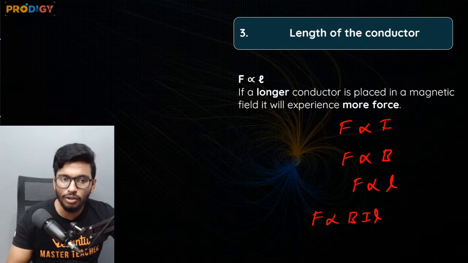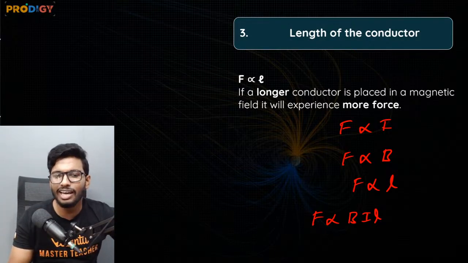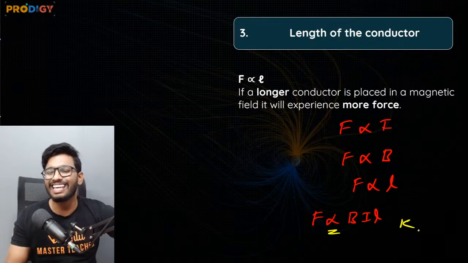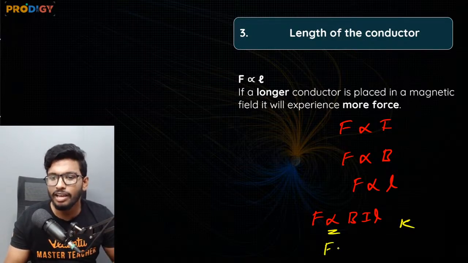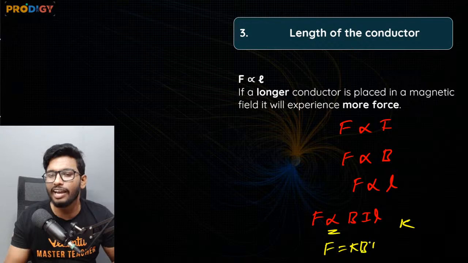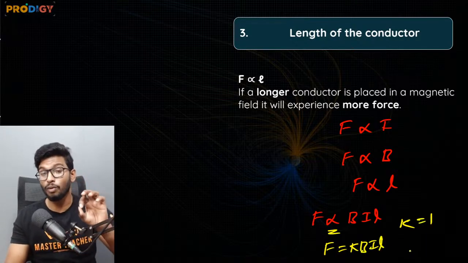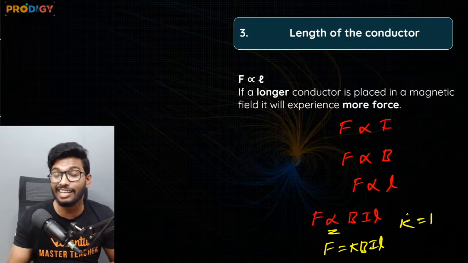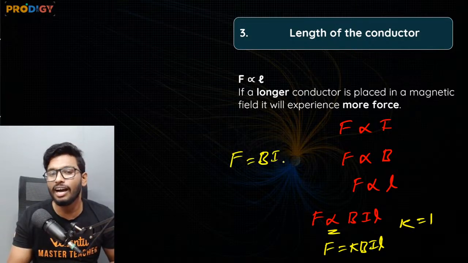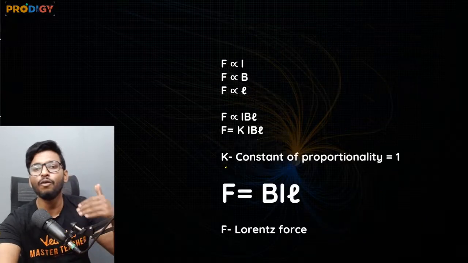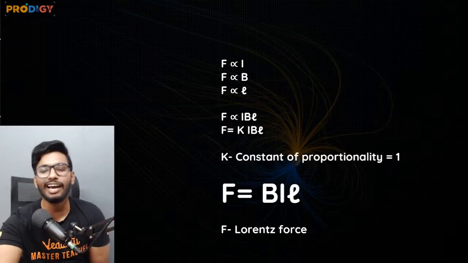Now, what I'm going to do is I'll remove this proportionality sign by introducing a constant called K. So the formula becomes F is equal to KBIL. But here's the thing, guys, the value for K is 1 if I take all of these as SI units. So the formula then becomes F is equal to BIL. This is the formula to calculate the force on a current carrying conductor.